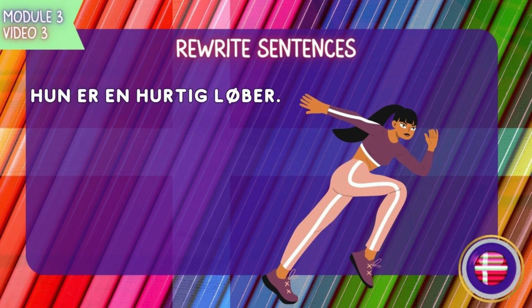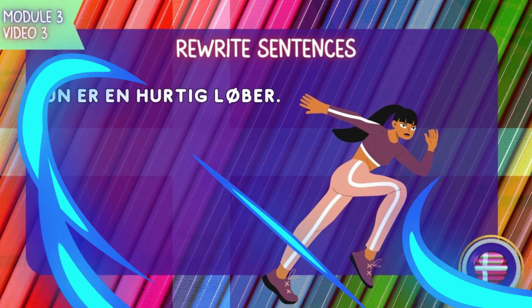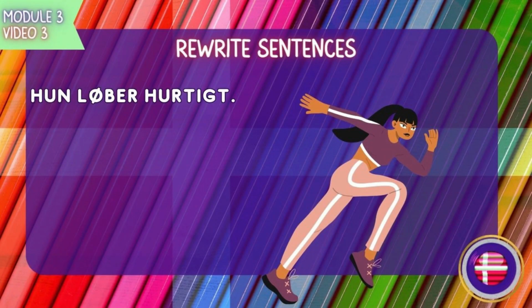Exercise 2, I want you to rewrite sentences to show your skills in adjective, adverb, wizardry. For example, "hun er en hurtig løber." She's a fast runner. Becomes "hun løber hurtigt." She's running quickly. So there's kind of a little play on the words sometimes, because the noun is løber and the verb in present tense is also løber. You will see that a lot.